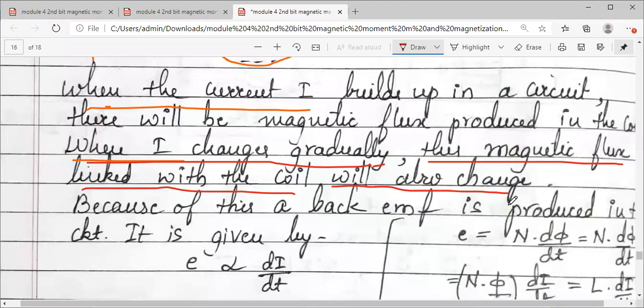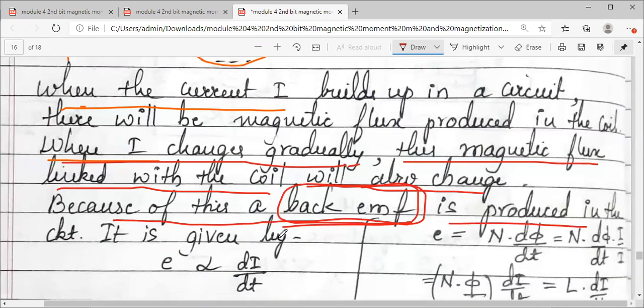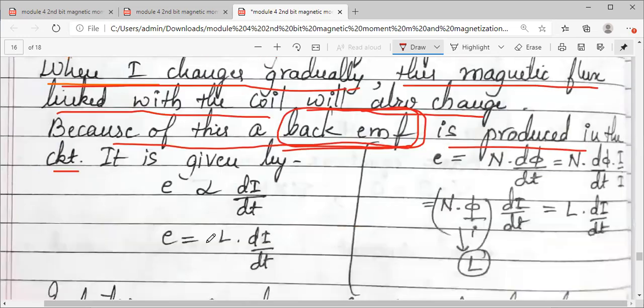That is the nature. So that's why whenever a current changes gradually, flux भी change होगा. जो भी create हुआ है flux, that will also change. But what happens in the coil is, जब flux change होता है, there exists a creation of back EMF. So ये क्या है? Opposition है. Back EMF is what? Opposition. Back EMF is produced in the circuit.